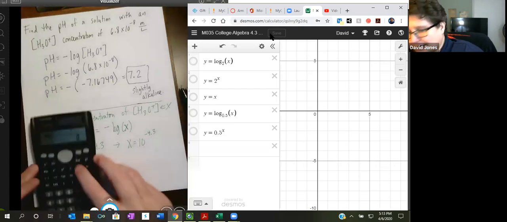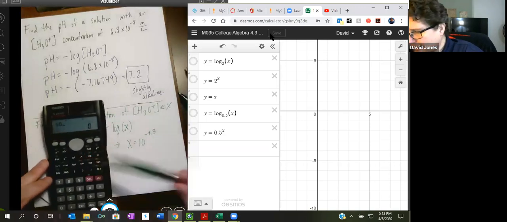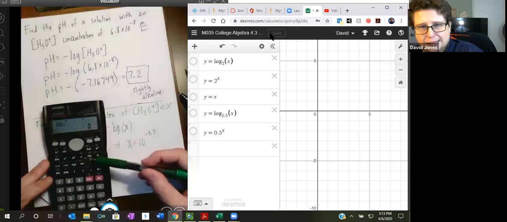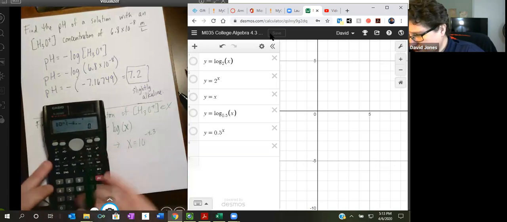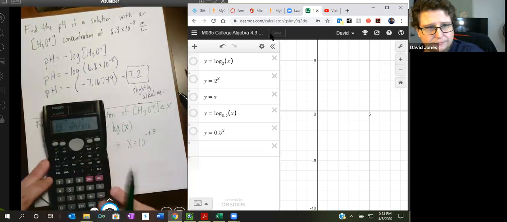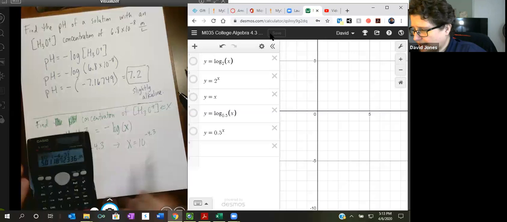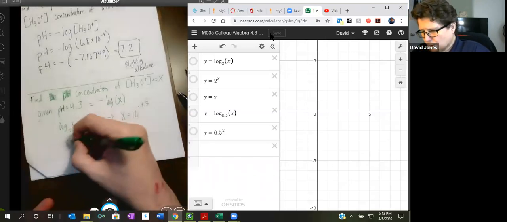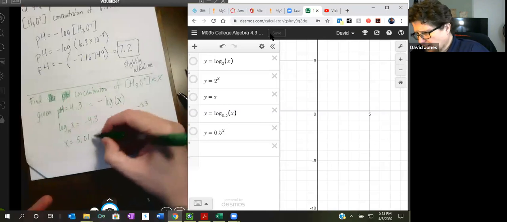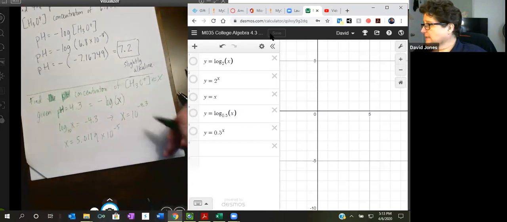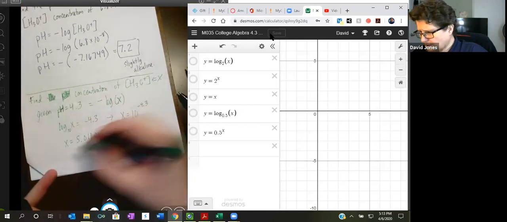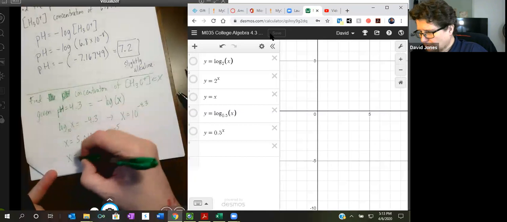10, the caret sign right here, usually means exponent. In fact, in MATLAB, if you type that on your keyboard, it'll move it to the exponent position. I'm using parentheses because I want to make sure it doesn't screw up. And I get x equals 5.0119 times 10 to the negative fifth. We'll round to 5.0.